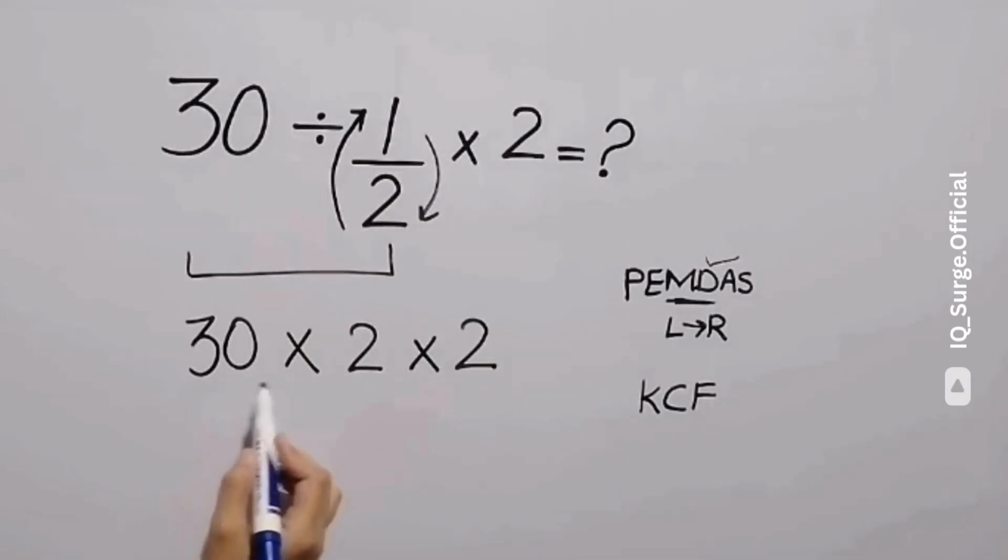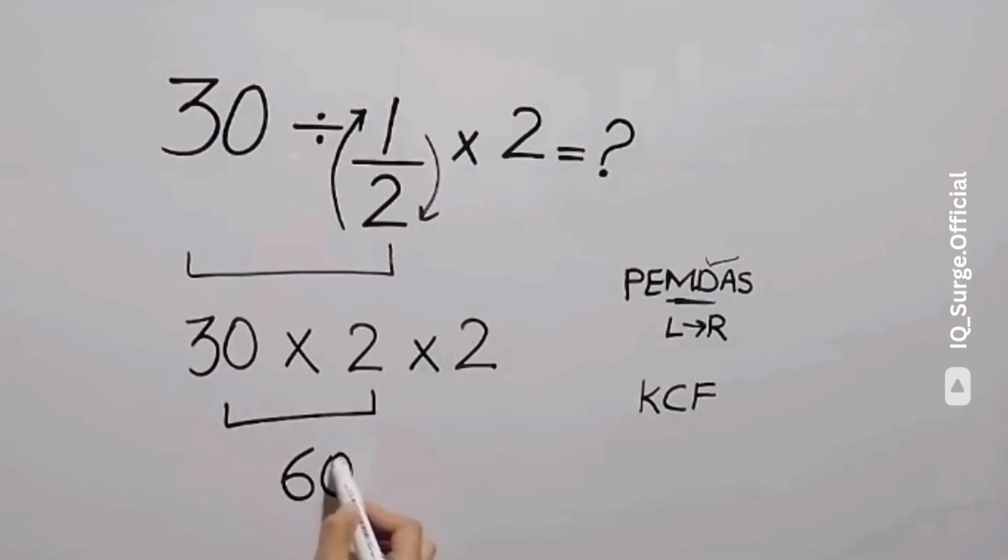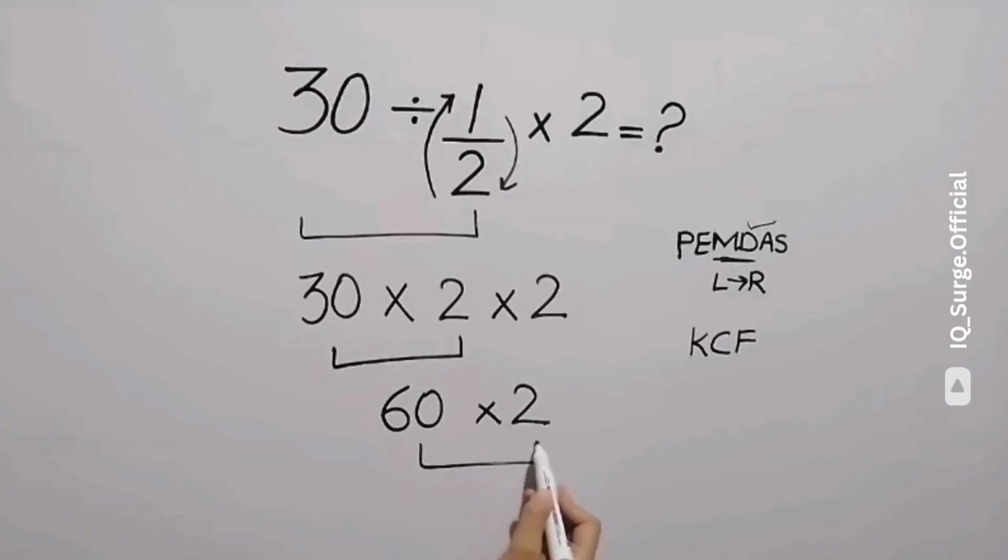Let's multiply step by step. 30 times 2 is equal to 60. And 60 times 2 is equal to 120. So the final answer is 120.